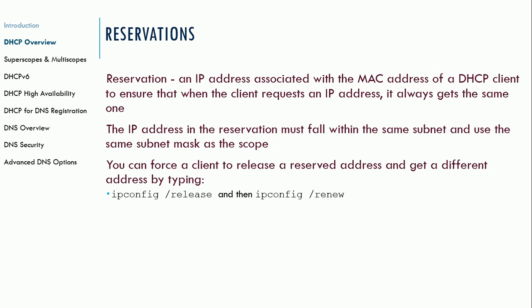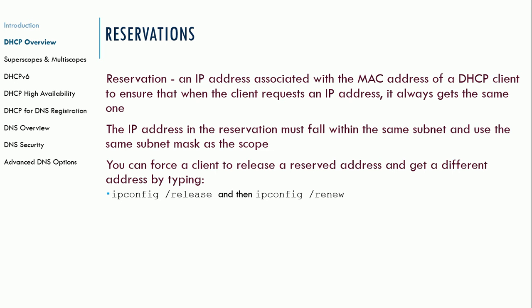A reservation is an IP address that's associated with the MAC address of a DHCP client, so that whenever that client requests an IP address, it always gets the same one. So the IP address in the reservation must fall within the same subnet and use the same subnet mask as the scope. You can force a client to release a reserved address and get a different address by typing ipconfig /release and then ipconfig /renew. And I think a lot of us have done that, just in general troubleshooting. Sometimes with Windows you have to do that. So again, a reservation is how you can always make sure that a server or a device always gets the same IP address. In many networks, we do this with servers. So a lot of our servers will have a DHCP reservation.